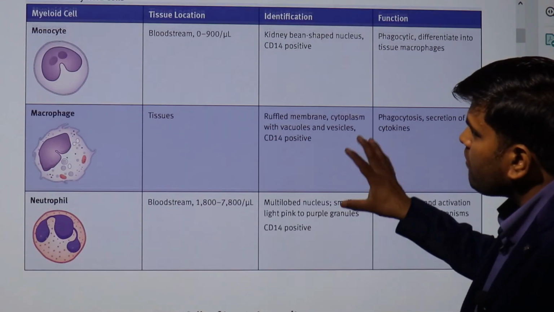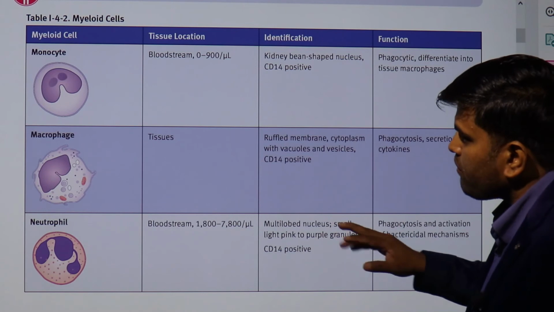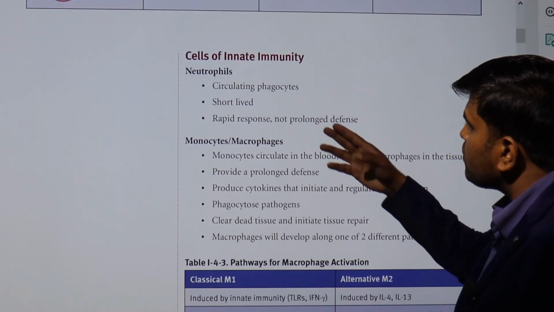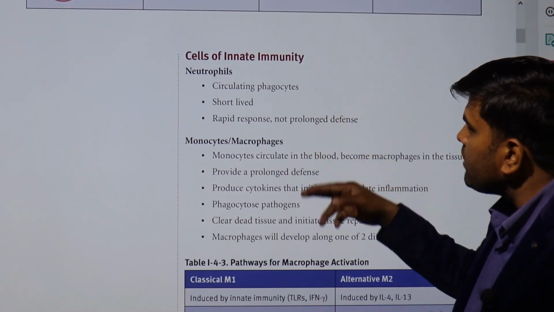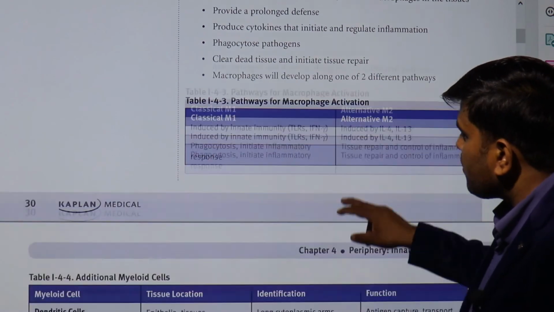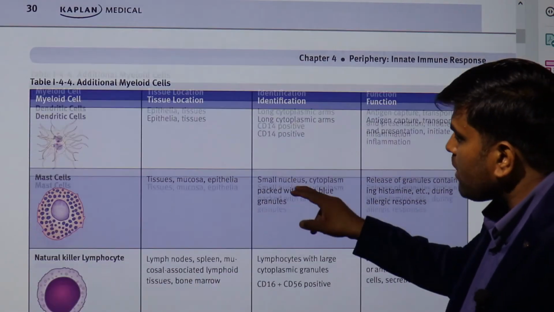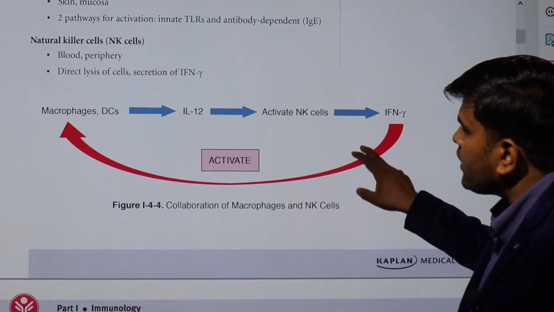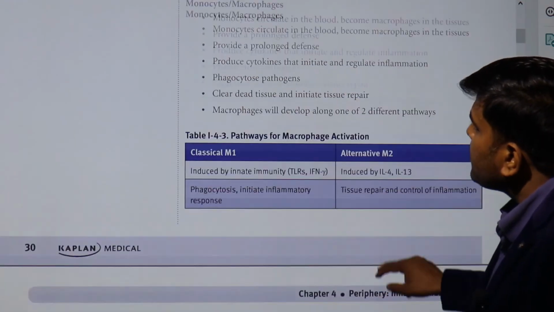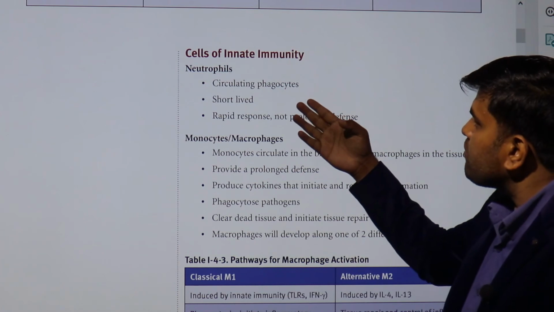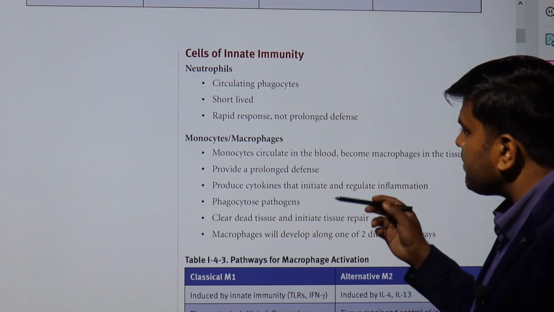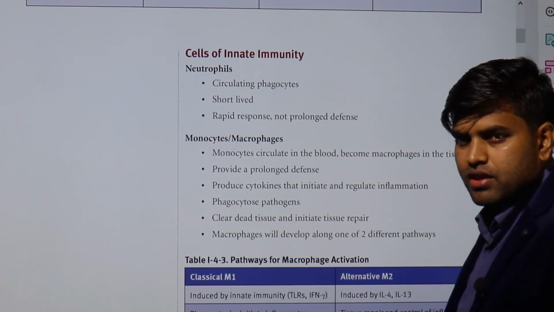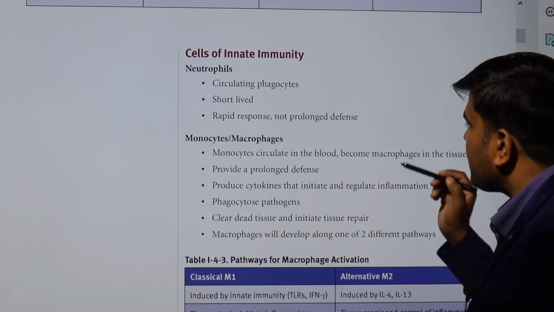So we know these are our phagocytic cells: monocyte, macrophage, neutrophil, dendritic cell. Cells of innate immunity are neutrophil, monocyte or macrophage, and then there are dendritic cell, mast cell, natural killer cell. These all are part of your innate immune system. The neutrophil is a circulating phagocyte, short-lived, with rapid response, not prolonged defense. This will provide you a very short period of defense.